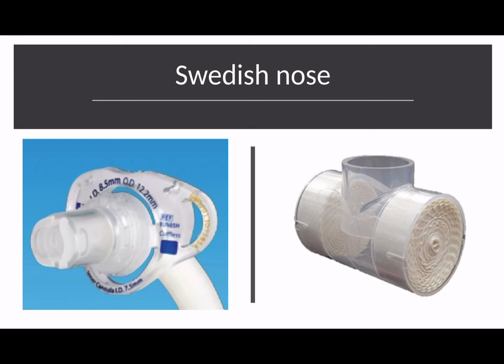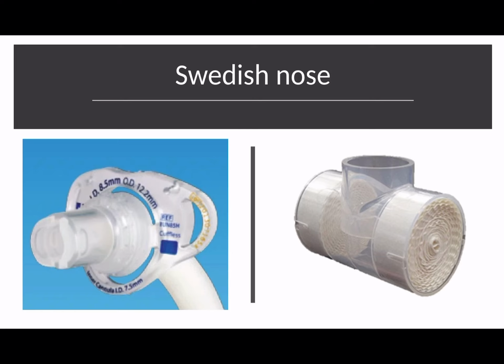Now, I just want to pause for a second and talk a little bit about the picture that you see on the left-hand side here. This is an 8.5 millimeter tracheostomy. You can see that because at the top it says ID, internal diameter 8.5. OD stands for the outer diameter. So you can see actually, even though we talk about an 8.5 tube, the outer diameter is actually 12.2 millimeters. So it's actually bigger than the inside, obviously.